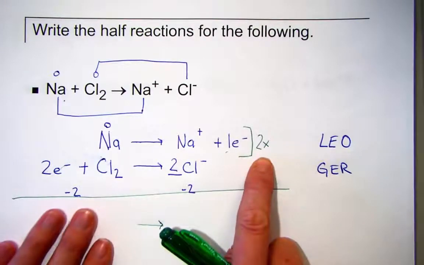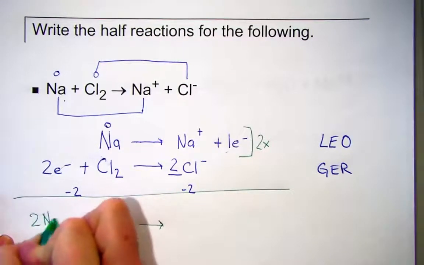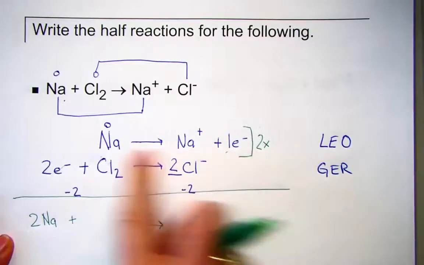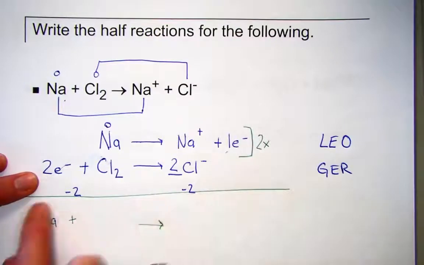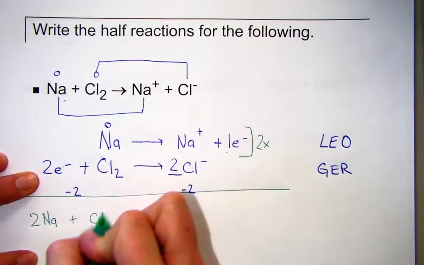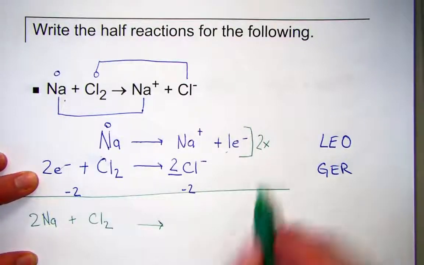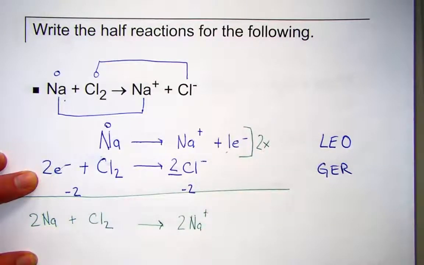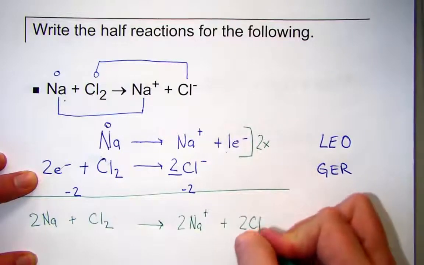So on the left of my arrow, I have 2 times 1 sodium. I have 2 sodium atoms, no charge, plus, okay, so that's the first half. We're not distributing anything in our second half. The electrons canceled. The only thing left is a chlorine molecule, Cl2. On the right-hand side, distributing a 2 through the sodium ion, 2 units of Na+, and 2 units of Cl-.